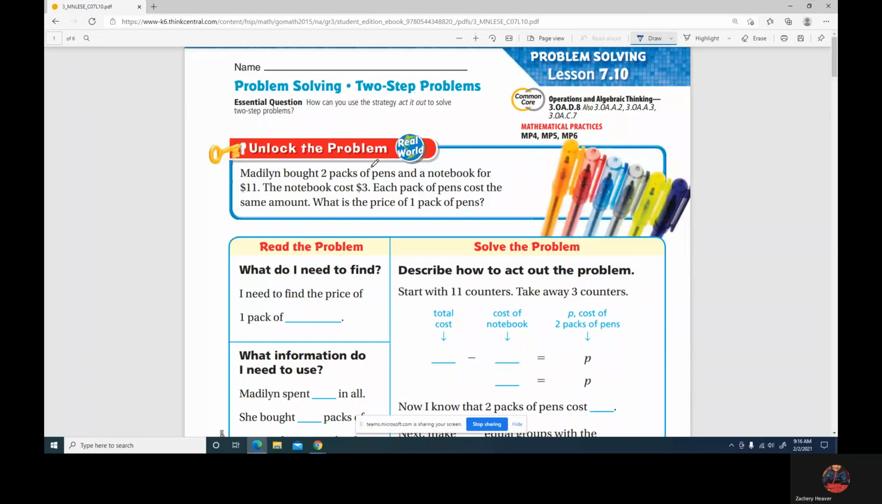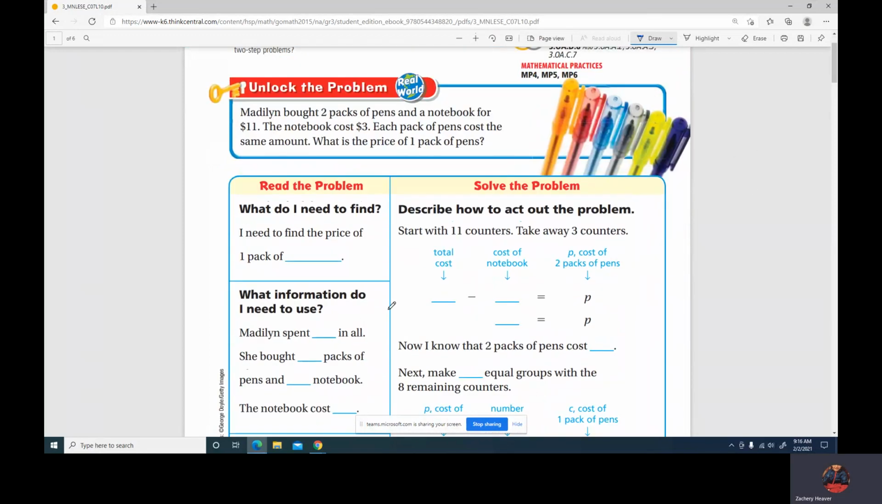So we're doing 2-step equations. Question 1 says, Madeline bought 2 packs of pens and a notebook for $11.